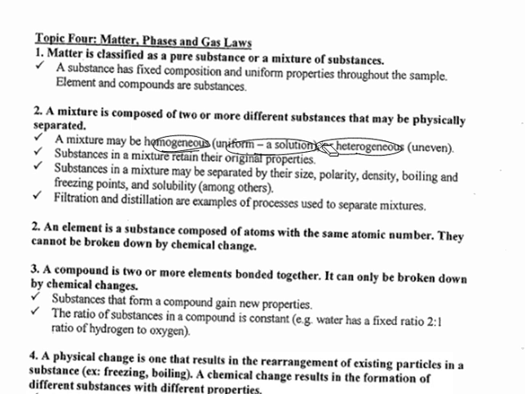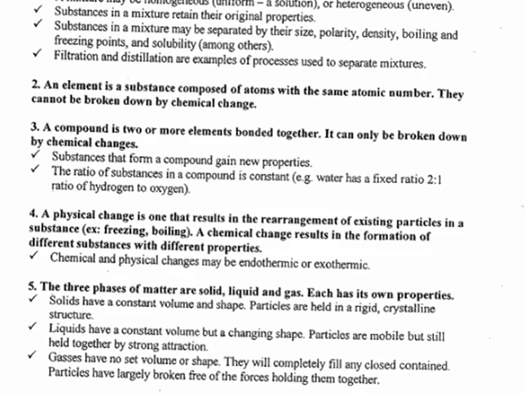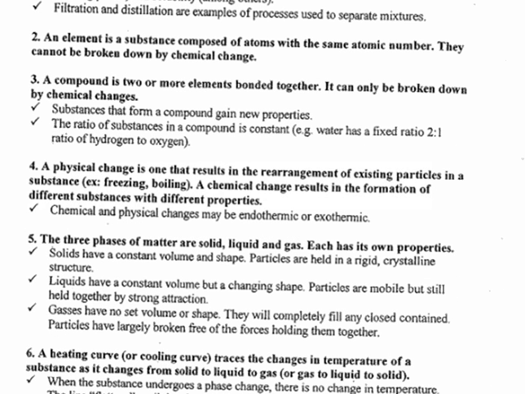Substances in a mixture retain their original properties. They can be separated, and they can be filtered or distilled. Filtered is a solid within a solution. Distillation is between 2 liquids with different boiling points. An element is a substance with the same atomic number. It cannot be broken down by chemical changes. A compound is two or more elements bonded together. So all of this pretty much makes sense. They can be broken down.